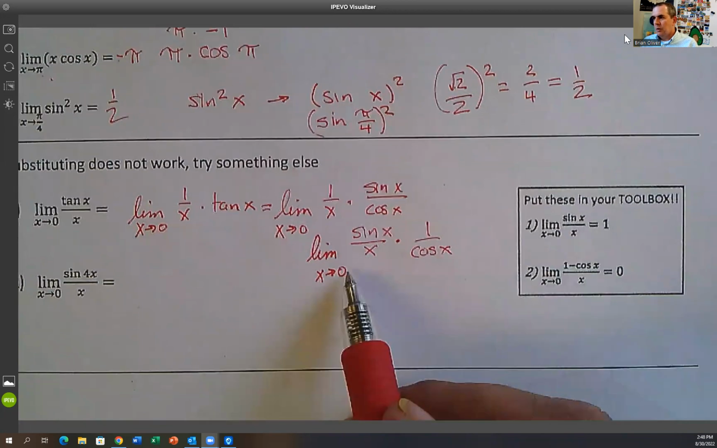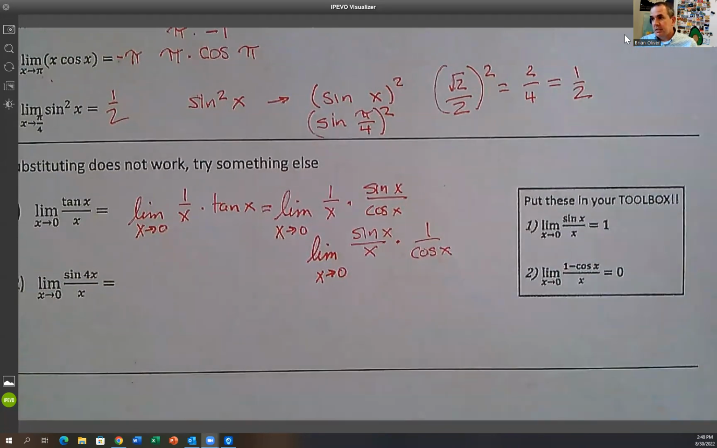The reason being, according to our properties, the limit of a product is equal to the product of our limits. So just hang on one sec.